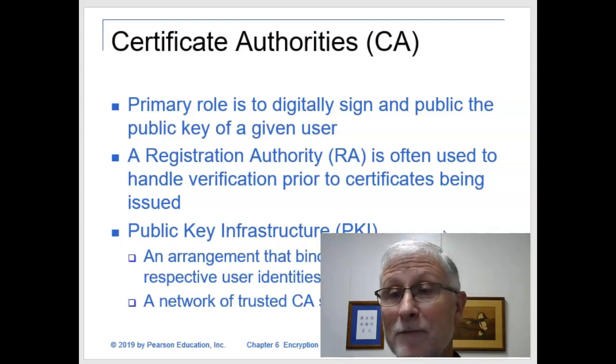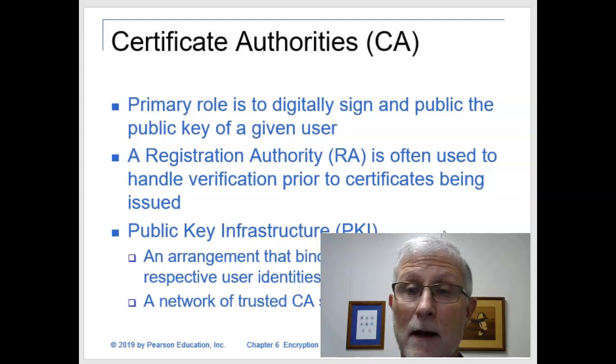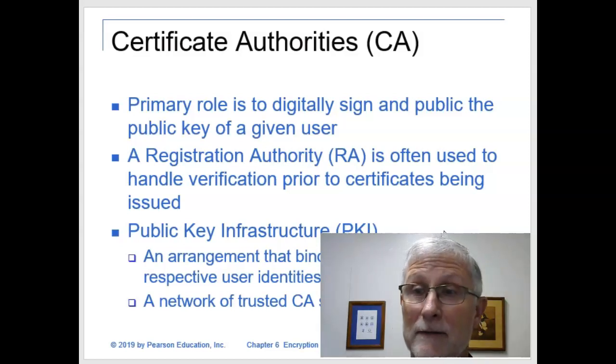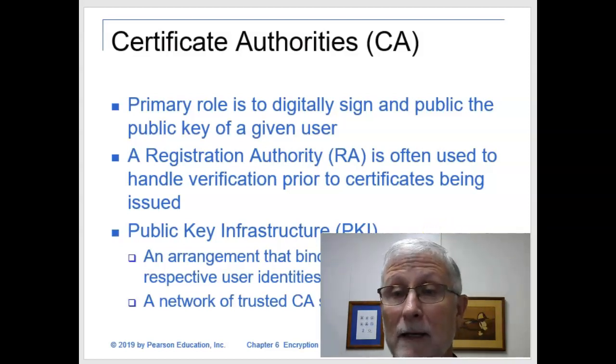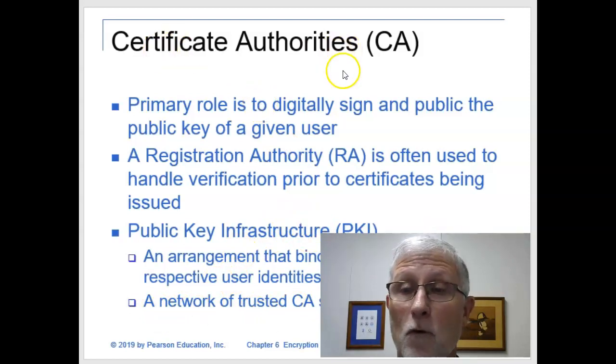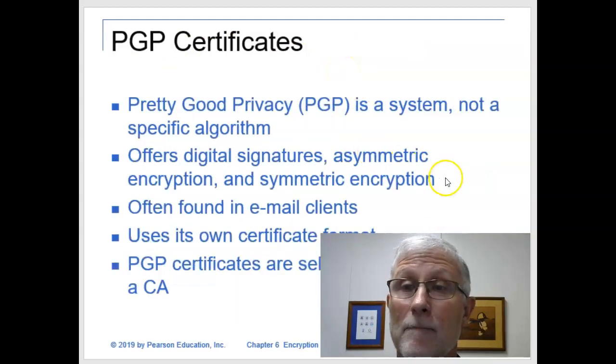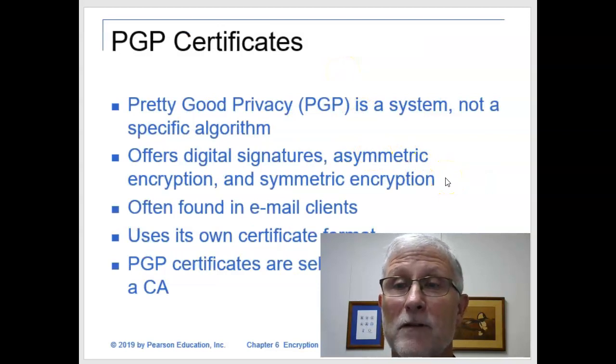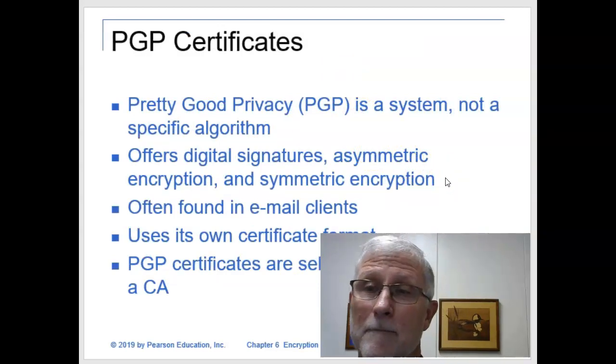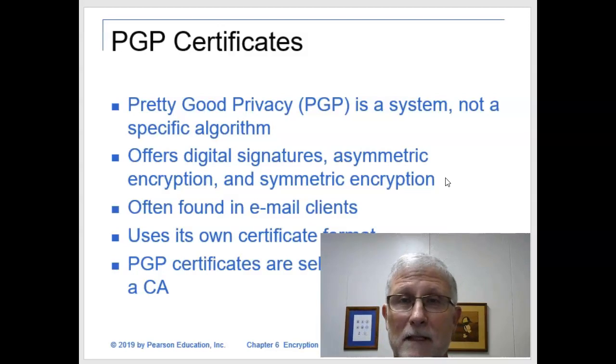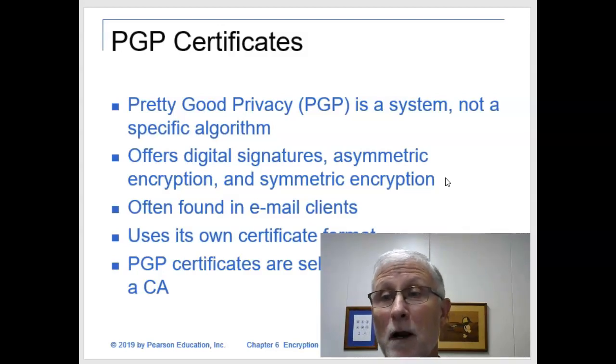Now, a public key infrastructure is a system that binds public keys with a potential user by means of a certificate authority. But it's basically just a network of trusted certificate authority servers. Now, you may have heard of Pretty Good Privacy. It's not just a definition of what good privacy is. It's a system. It's not a specific algorithm.